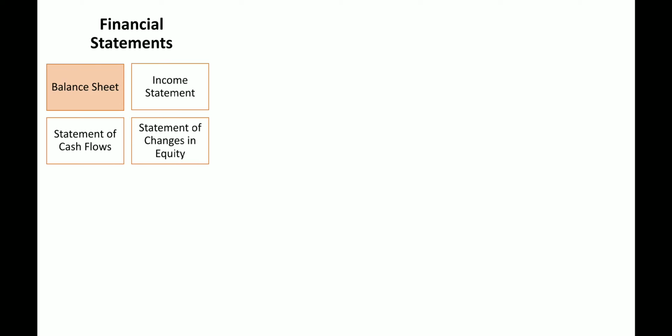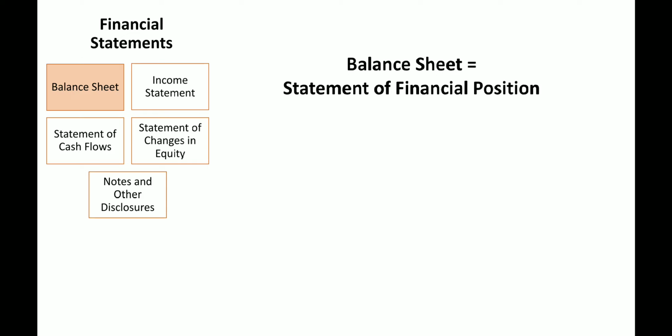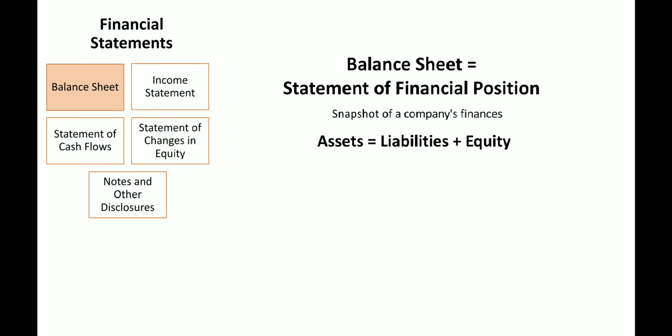Usually financial statements include the balance sheet, income statement, statement of cash flow, statement of changes in equity, notes and other disclosures. The balance sheet is known as a statement of financial position. It tells about the assets, liabilities and equity of a business at a specific point of time, like a snapshot of a business. Also, it is an extended form of the accounting equation, where assets are equal to liabilities plus equity.